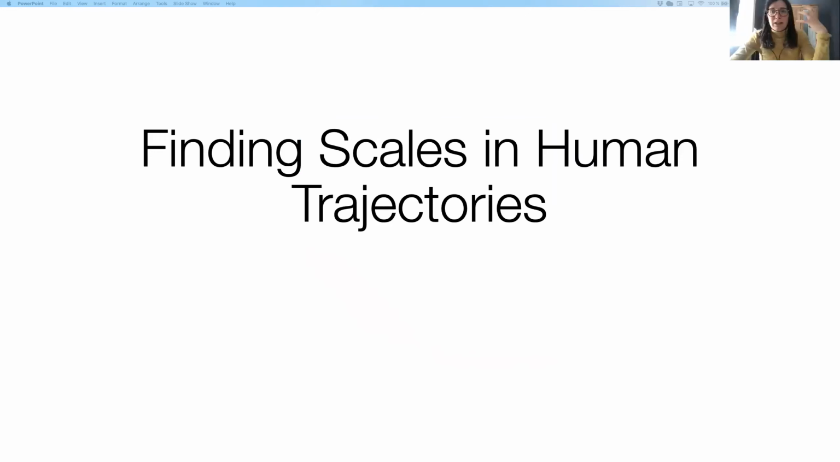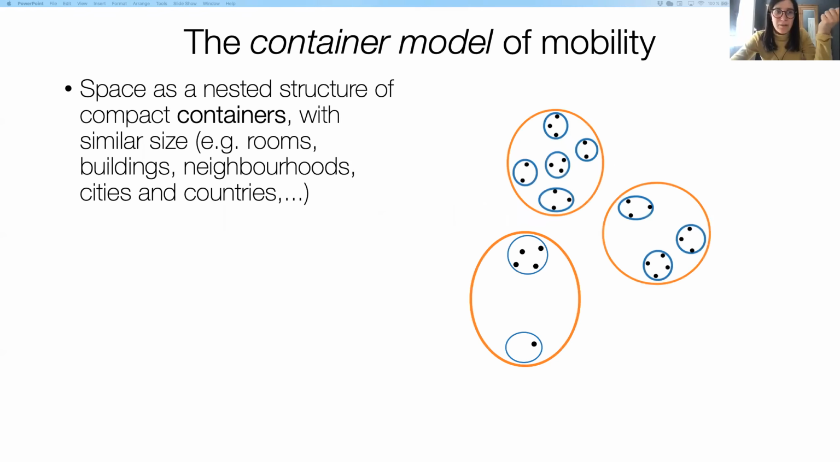So, okay, if scales are there, but are just hard to see, can we find them? How do we find scales starting from human trajectories? How do we extract them? We adopted a modeling perspective, and we tried to model space the same way that we think of space, right? So in a hierarchical fashion.